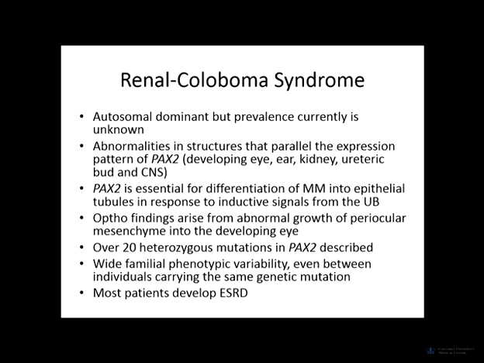Most patients will develop end-stage renal disease. So in this case, the first child became evaluated when he was a toddler, but in the father, it wasn't until he was at age 35 that he started to have outward symptoms and became evaluated.